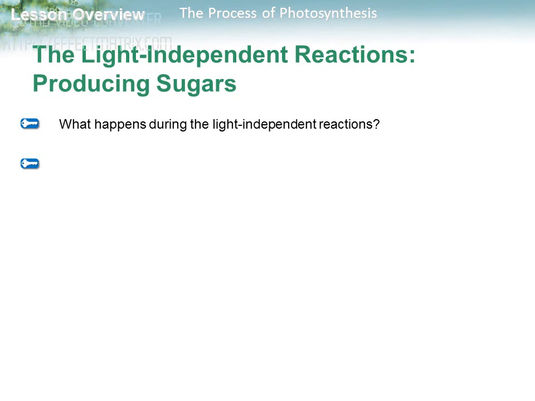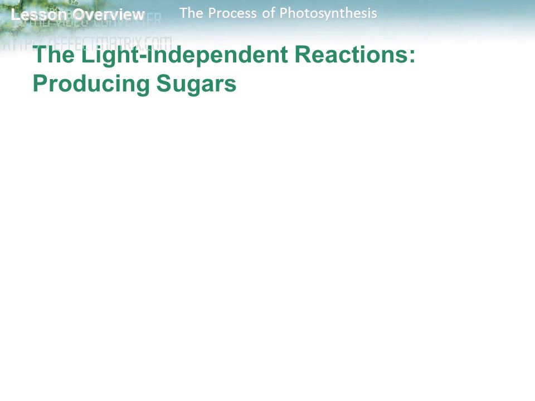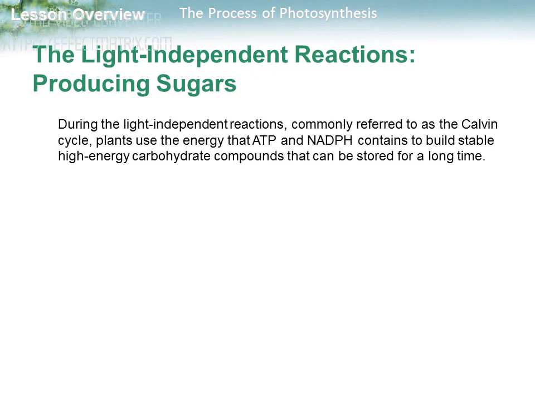Well, now let's see the light-independent reactions. What happens during the light-independent reactions is that the ATP and the NADPH from the light-dependent reactions are used to produce high-energy sugars. The light-independent reaction is commonly referred to as the Calvin cycle. In this cycle, plants use the energy that ATP and NADPH contain to build stable, high-energy carbohydrate compounds that can be stored for a long time.